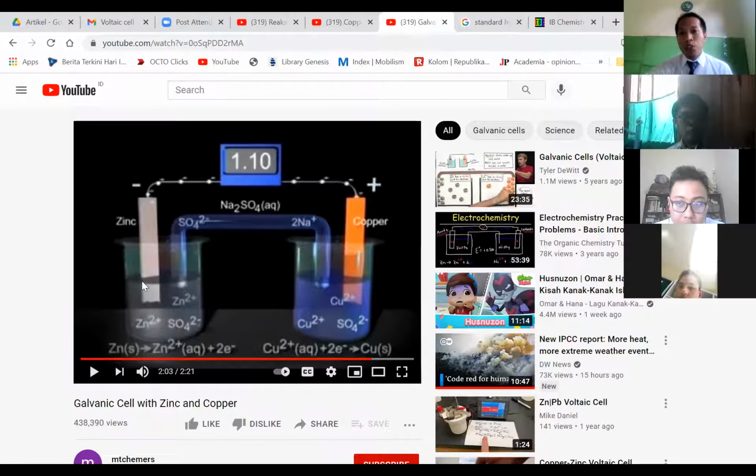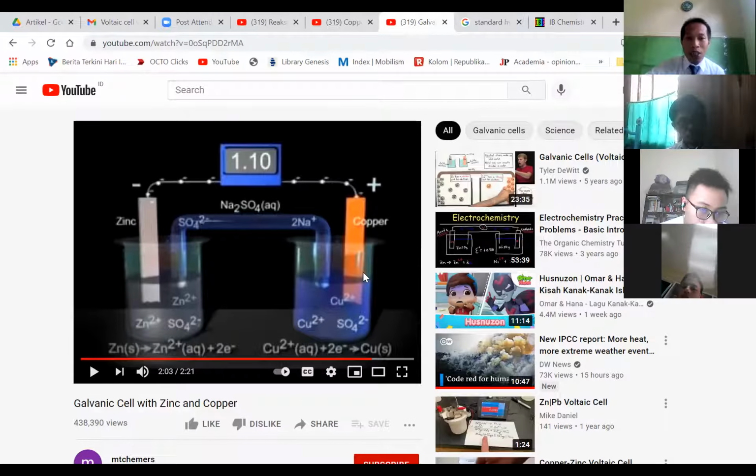So that's why, to neutralize this condition, we need ions. Those ions will come from this salt bridge. The salt bridge contains this salt, sodium sulfate. Sodium sulfate in aqueous solution will become sodium plus and sulfate minus, negative charge.